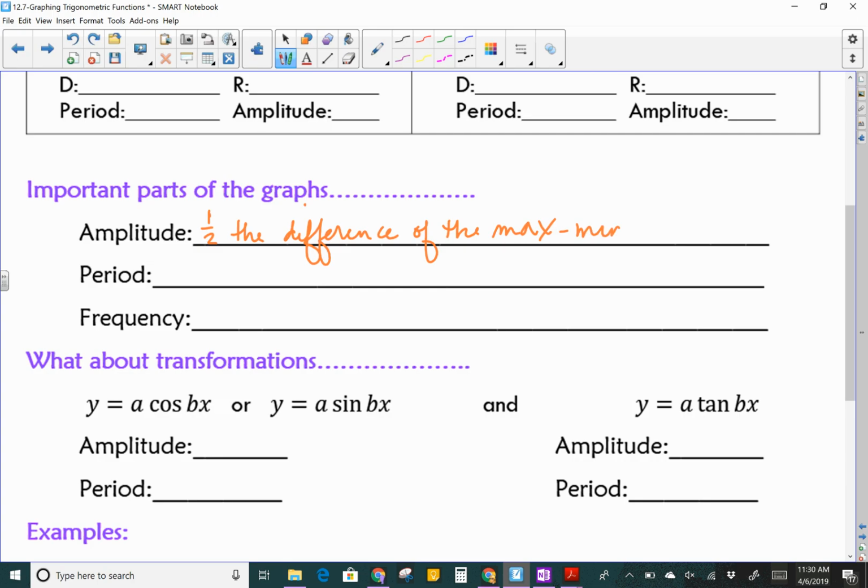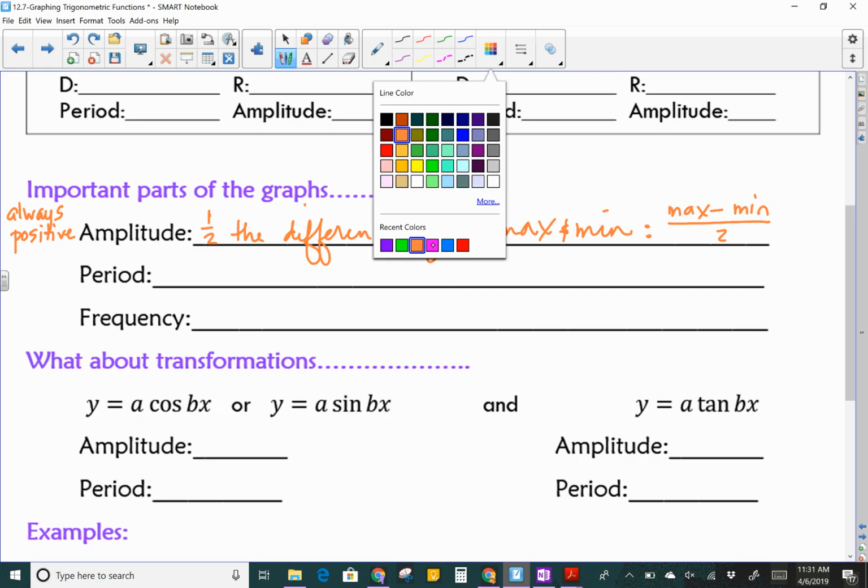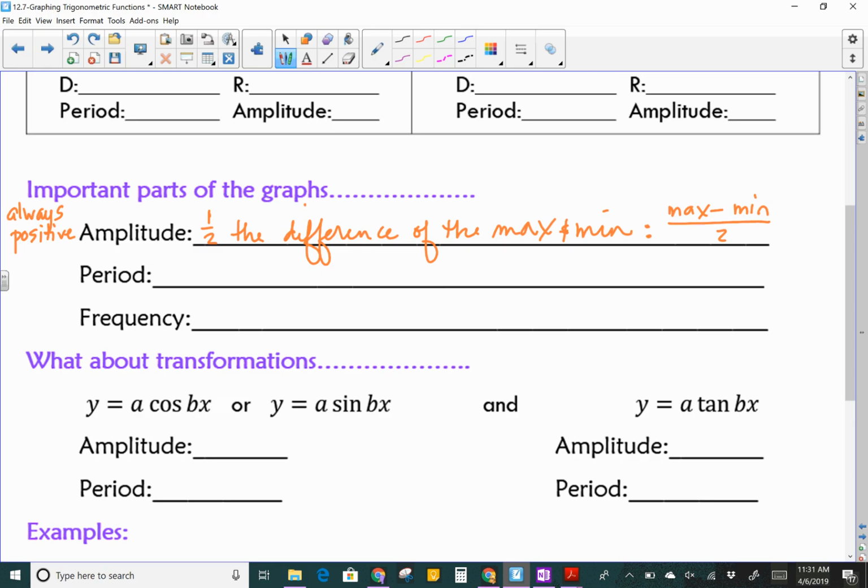Kind of an easy way to remember that, max and min. If you prefer it in formula format, that would be the max minus the min divided by 2. And I want you to pay attention to, if I start with a max and I subtract a min, then I hope you'll remember that this number, or your amplitude, is always positive, because if I'm taking a bigger number and subtracting a smaller number, then there's no way for this thing to be negative.